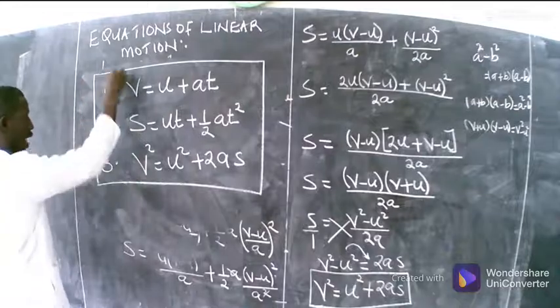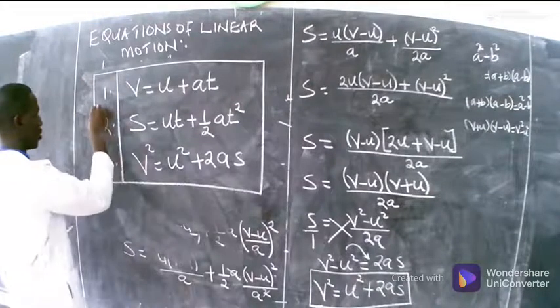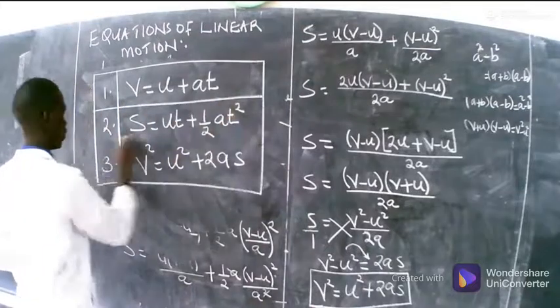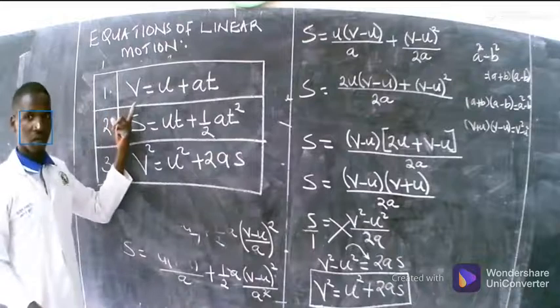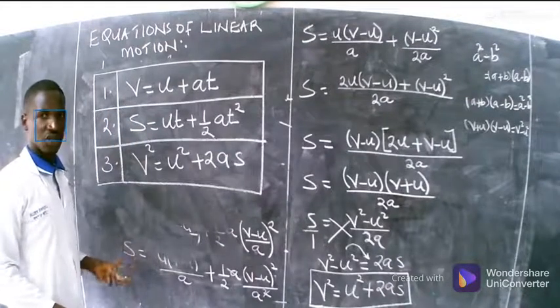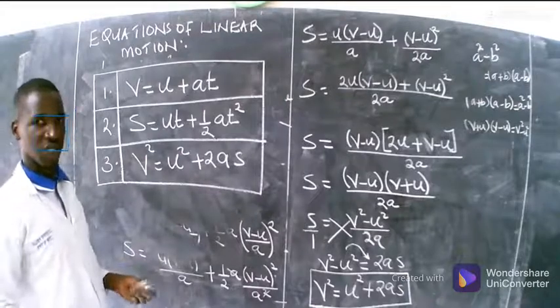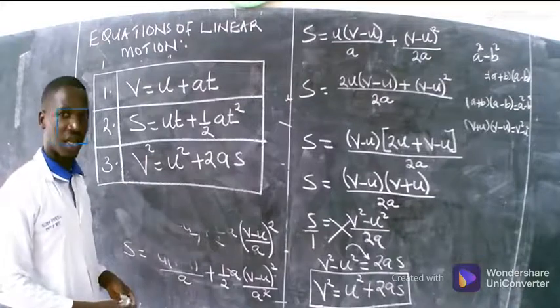These are the three equations of linear motion. You need to know, one, how to state them, then two, you need to know the parameters which are used. If I talk about v, if I talk about u, what are they? Then lastly, you should know how to use them. We are going to see how to use them in our next lesson.